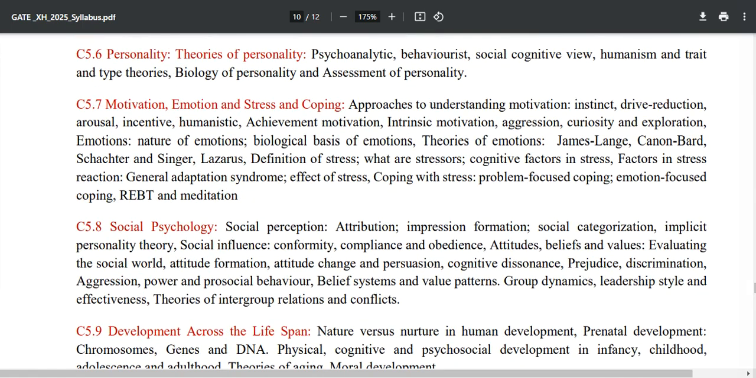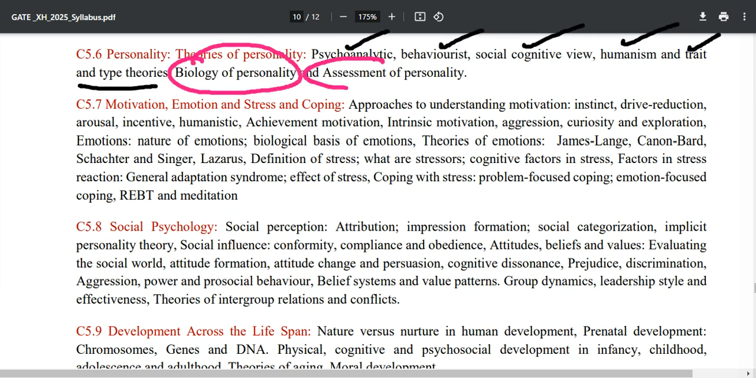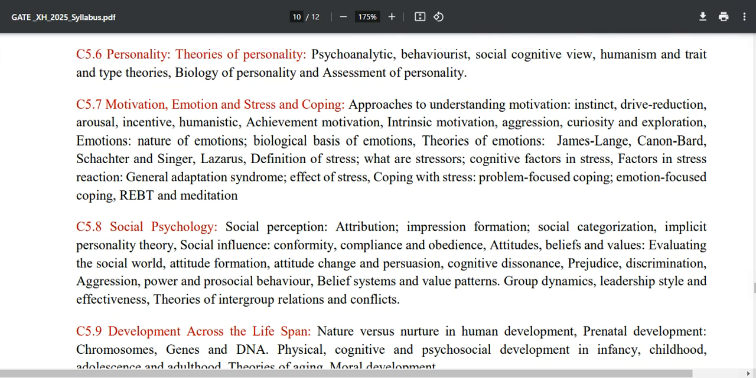And see, the personality topic is very little, very shallow over here. Only psychoanalytic, behaviorist, social cognitive view, humanism, although they have covered everything. Biology of personality and assessment of personality. This becomes important because of projective techniques and all that. So it is more or less the same as your UGC NET.